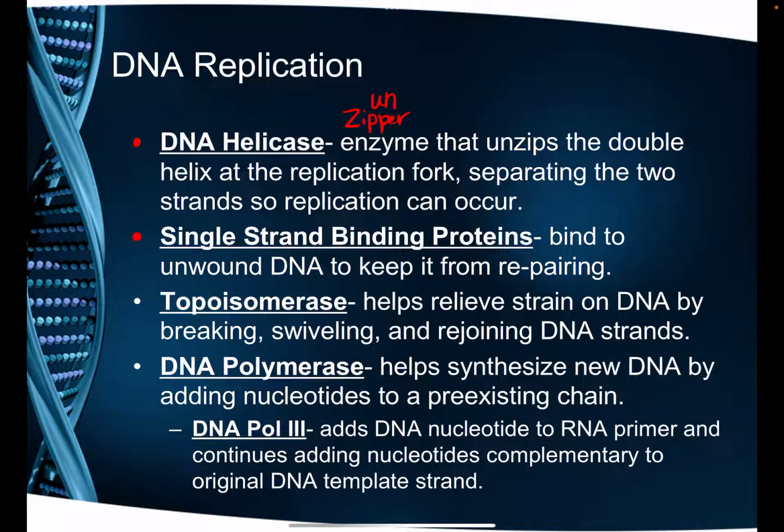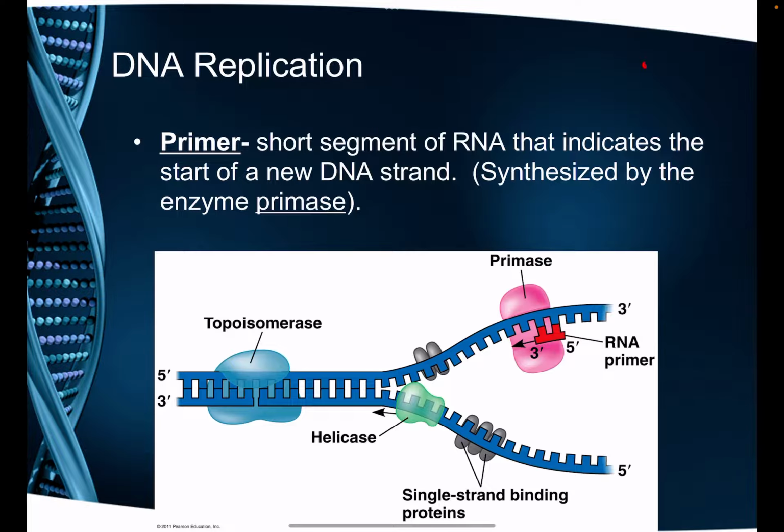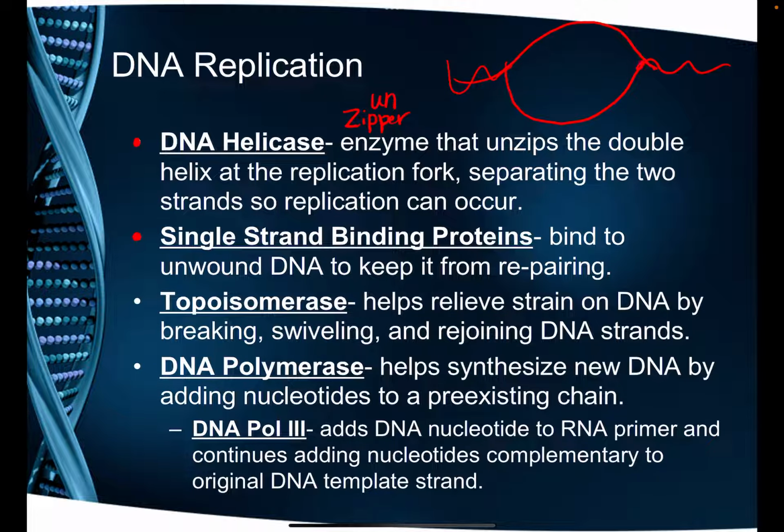Now, another enzyme, or protein rather, that is important is called the single-stranded binding proteins. Where that replication fork opens up, they are going to bind right here and help to hold that open. Helicase is going to unzip it, but we have to have somebody that helps to hold that open. That's going to be the job of the single-stranded binding protein, okay, to keep it from opening back up.